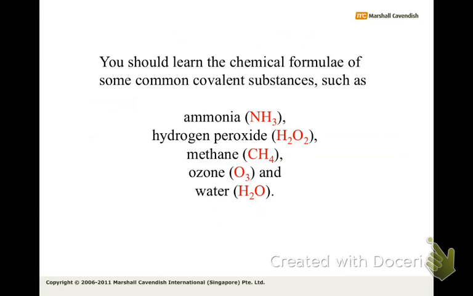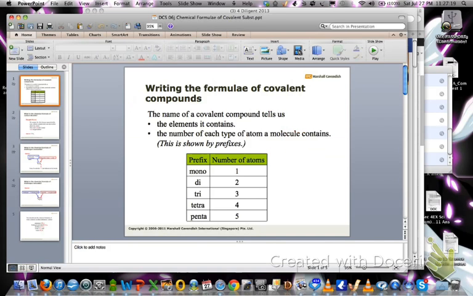Common covalent substances like ammonia, hydrogen peroxide, methane, ozone, and water, you need to know the common names. So for ammonia, you don't call it nitrogen trihydride or something like that. You don't need to, because these are commonly used, so they already have a name behind them. That's about it.